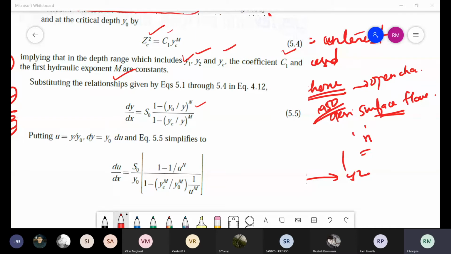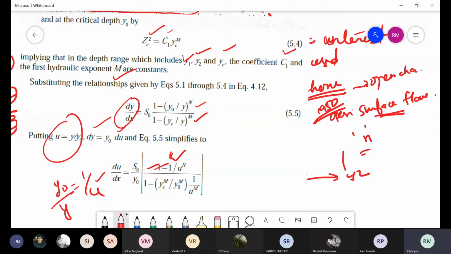So you'll be having y naught by y the whole raised to n, yc by y the whole raised to m. Now I am substituting y by y naught is equal to u. Then your dy is nothing but du into y naught, or you can say y naught into du. Now I can substitute for dy by dx equal to du by dx into s naught divided by. So you can substitute for du. So here 1 minus, in terms of u you are substituting, your y naught by y is going to be 1 by u.